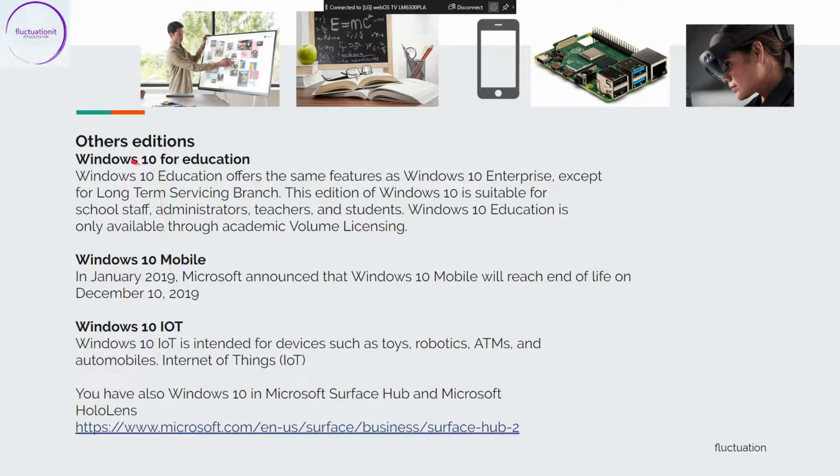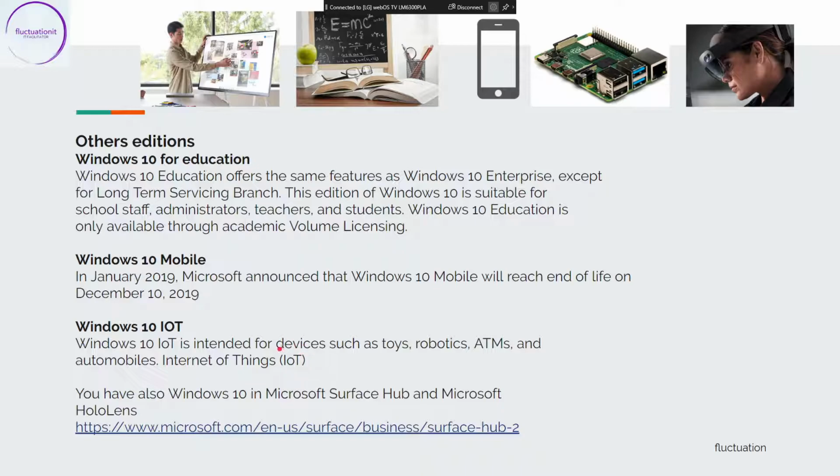After, like I told you, you have Windows 10 Education and Windows 10 Mobile. Okay, so remember that it reached end of life on December 10, so it's finished. Now you have Android and iOS, and that's it. And IoT is, for example, toys, robotics, ATMs, and automobiles. It's talking about IoT, so Internet of Things.